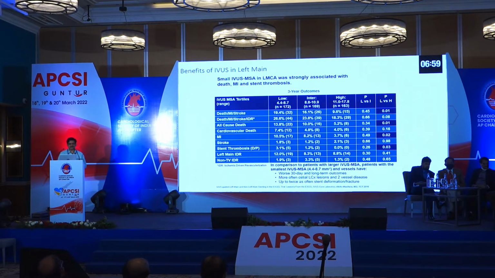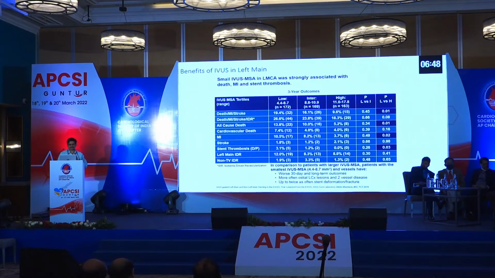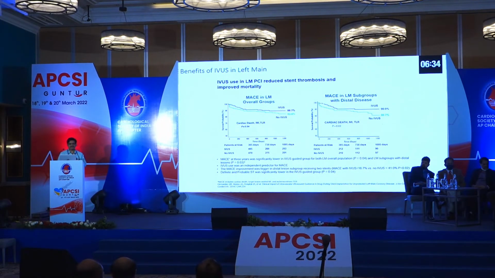So these are some of the data showing the minimal stent area of intravascular ultrasound should be more than 8.5. Suppose if it is less, that is 4.4 to 8.7, almost 30-day mortality as well as the occlusion of the other branch disease and stent deformation are very high if we don't use the imaging. And of course, these are the benefits of intravascular imaging in left main.